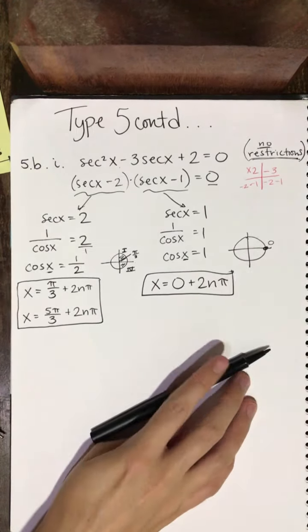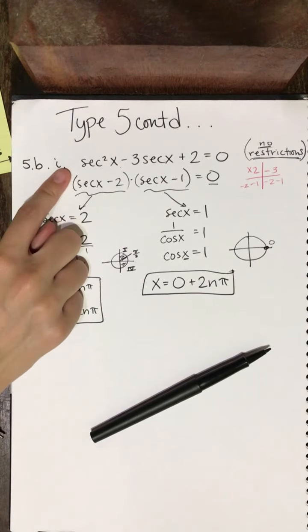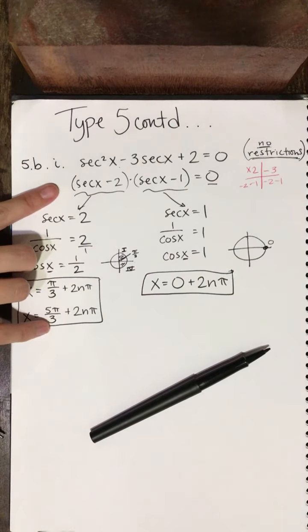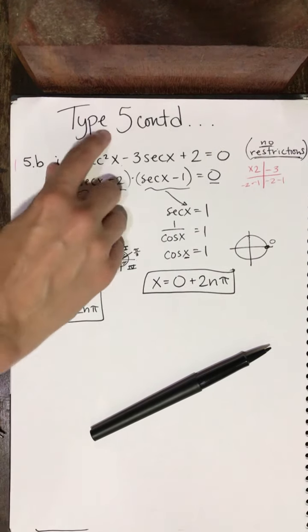That does it. Now you should do part 2 by yourself. Check with a neighbor, check with me, make sure you got it right, and then move on to type 6.